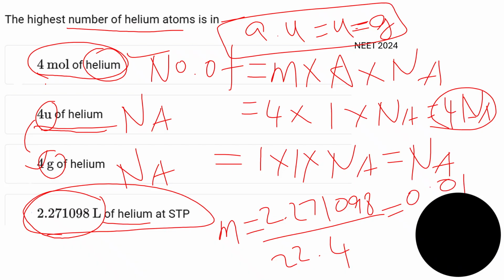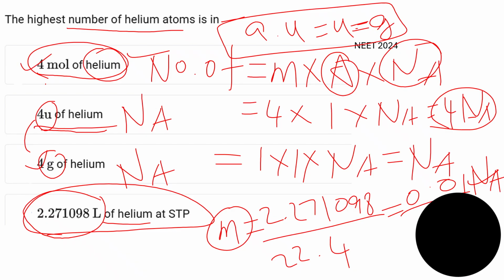Then 0.01 moles multiplied by 1 multiplied by Avogadro number. It is approximately 0.01, it is not accurate, approximately 0.01, near a whole number. So 4 moles of helium contain the highest number of helium atoms, which means 4 into Avogadro number. So option A is the answer.